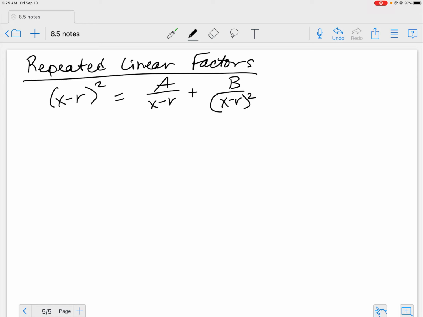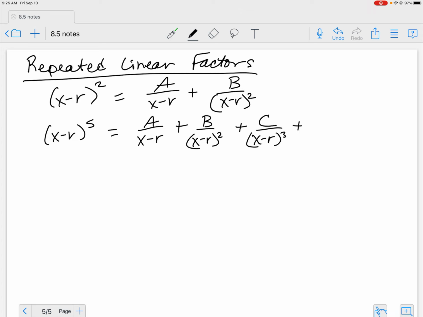So when you go through and you work these out, just know that is the process that you follow to pull this off. Such as if I have something to the fifth, just so we have an example, this would be A over x minus r, B over x minus r squared, C over x minus r cubed, D over x minus r to the fourth, and E over x minus r to the fifth. Now, I'm not going to give you something to the fifth, but I just want you to see that process. Squared is mostly what you're going to see. However, it's good to know this is the process. All right, let's do an example.